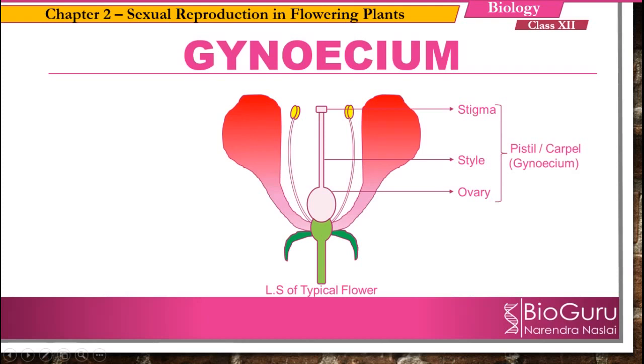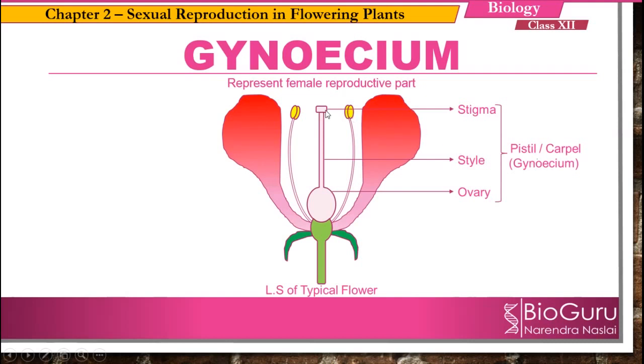Today in this video we are going to learn about gynoecium. Gynoecium represents the female reproductive part of the flower. So here the centrally placed structure is the female reproductive part. The individual unit is called a pistil or carpel. The whorl of these pistils or carpels is called the gynoecium.